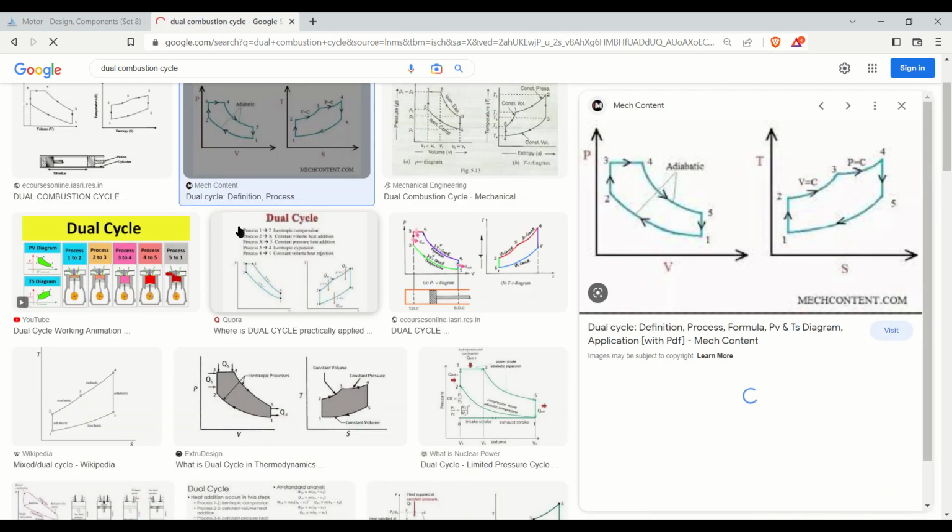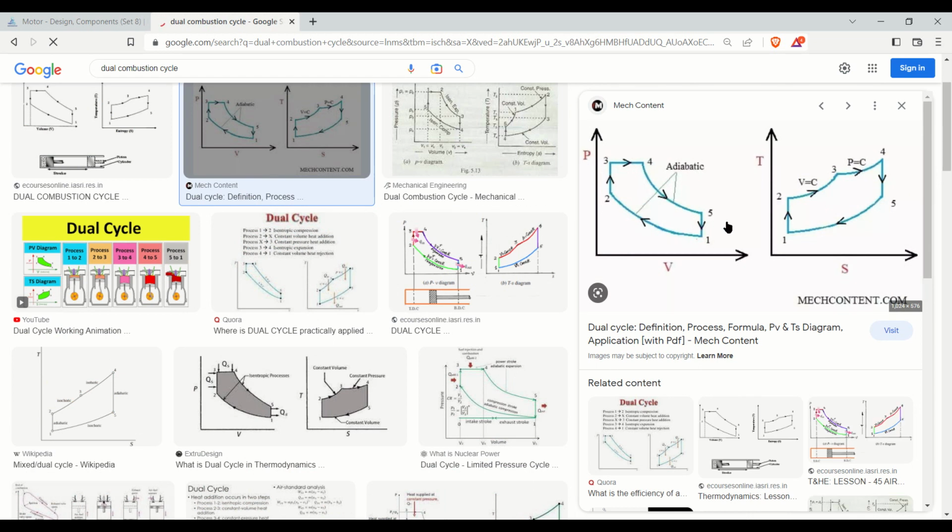You can see in this image of a dual combustion cycle PV diagram. Combustion happens in 2 to 3 and 3 to 4, where 2 to 3 is constant volume process and 3 to 4 is constant pressure process.